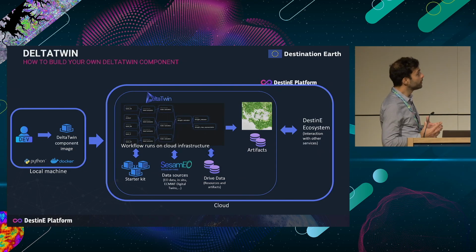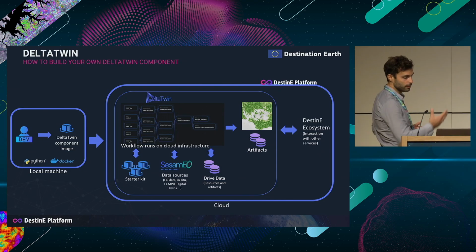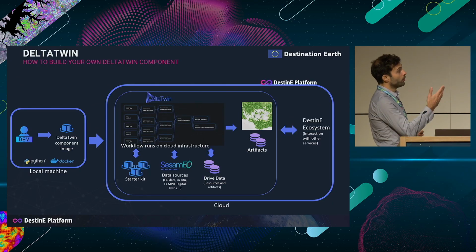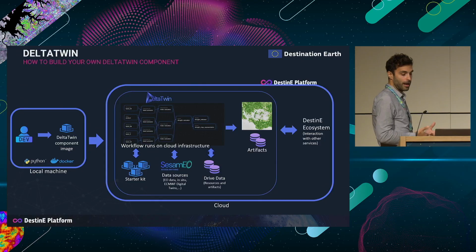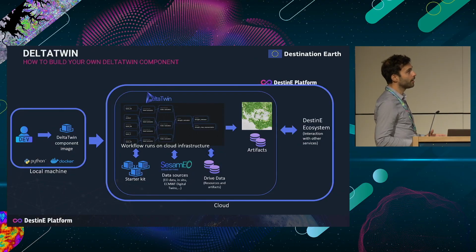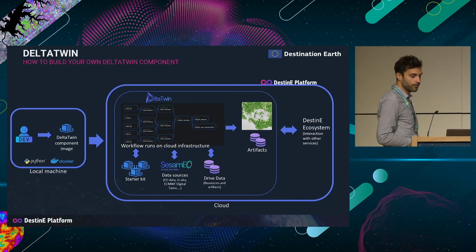This processing can reuse some bricks from the starter kit, and can also use a data source available in the services. You can reuse your previously generated artifacts, so you can give more and more value to the data. The data can be raw data or more visualizable data, it depends. And then finally, all this data can be provided in the DestinE ecosystem to feed some other services.